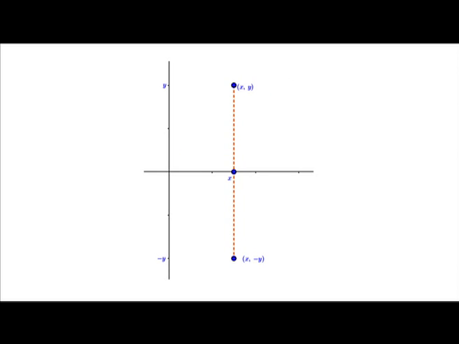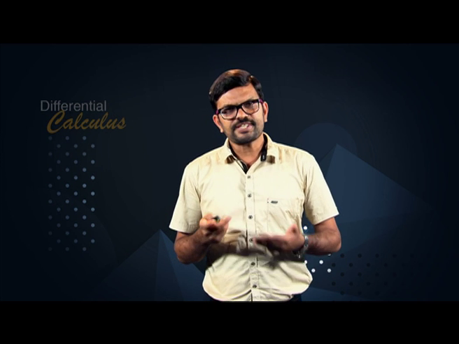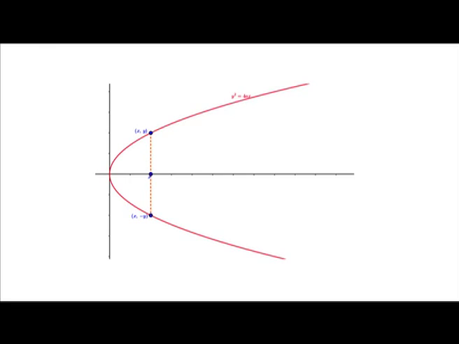Similarly, if the equation does not alter when y is replaced by minus y, then we have a symmetry about the x axis. In this case, the graph that lies below the x axis is the mirror image about the x axis of the graph above the x axis. For example, the parabola y square equal to 4ax is symmetric about the x axis, as y square equal to 4ax is unaltered when one replaces y by minus y. Remember that this curve is not the graph of a function, as it fails the vertical line test.